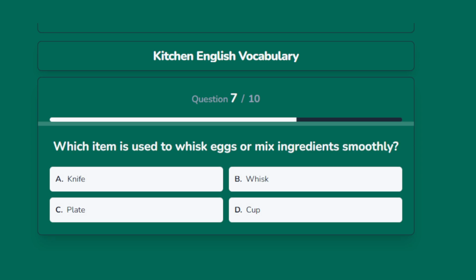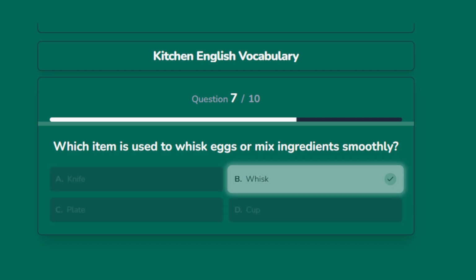Which item is used to whisk eggs or mix ingredients smoothly? Options are A. Knife, B. Whisk, C. Plate, D. Cup. The correct answer is whisk.